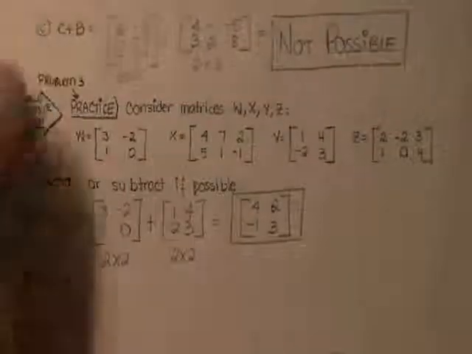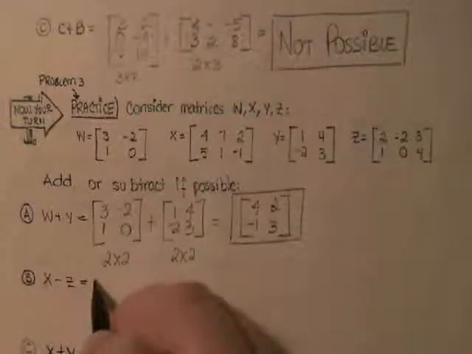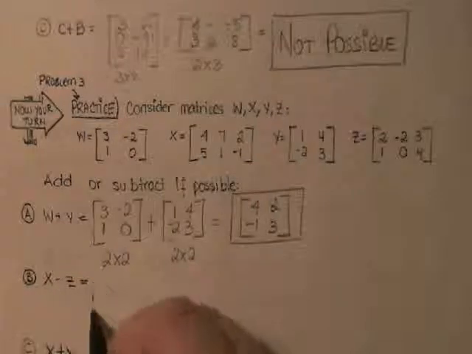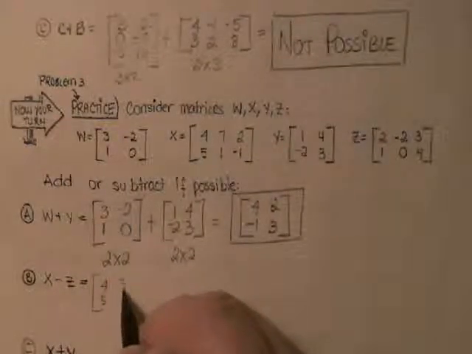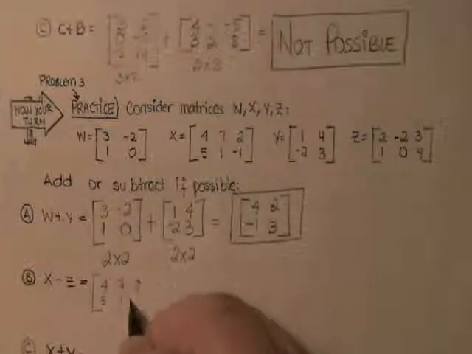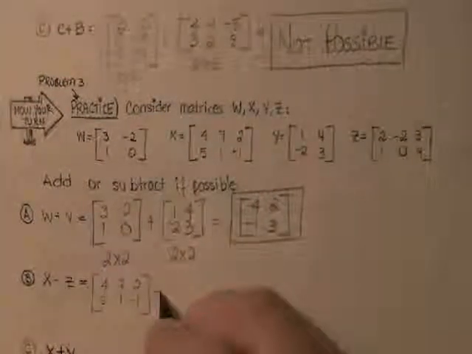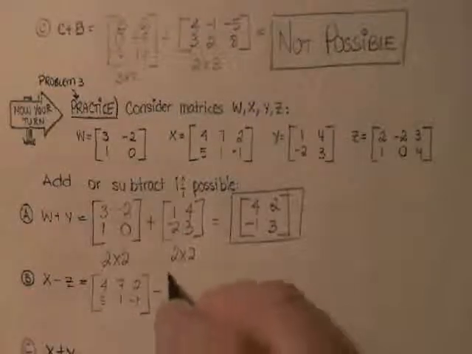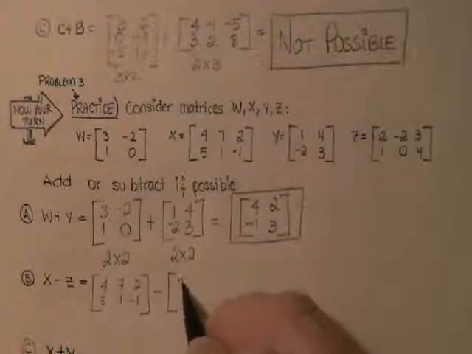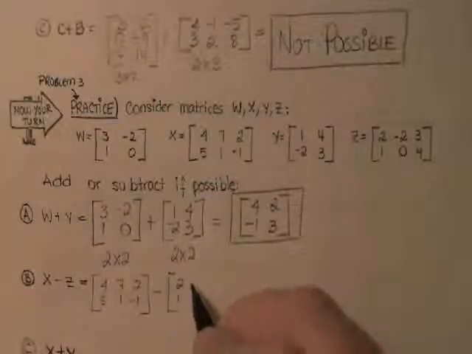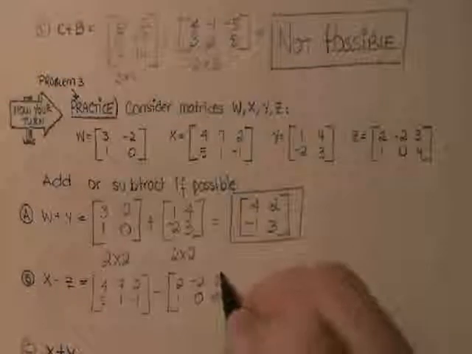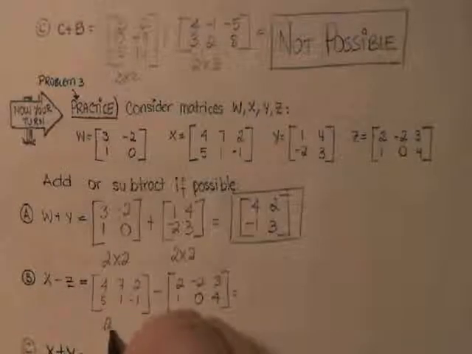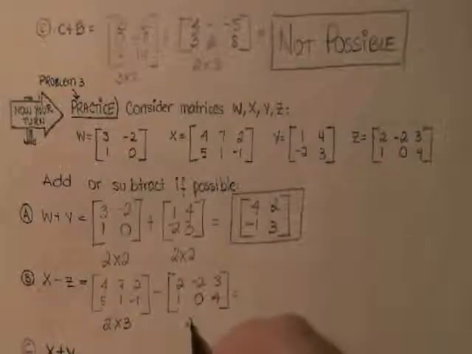Okay, let's go on to letter B. And letter B, my matrix X is 4, 5, 7, 1, 2, negative 1, minus letter Z, which is 2, 1, negative 2, 0, and 3, 4. So this is a 2 by 3, and this is a 2 by 3.